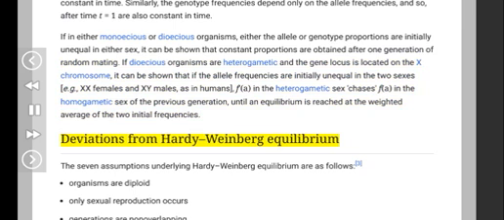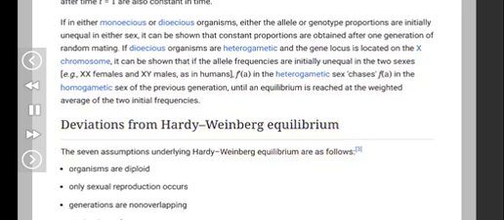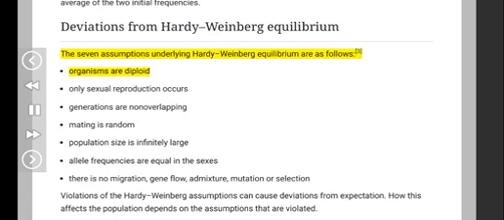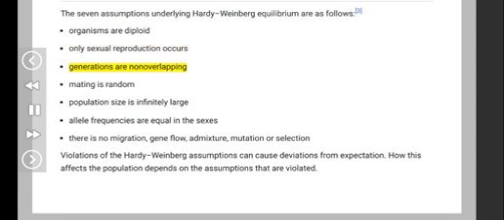Deviations from Hardy-Weinberg equilibrium. The 7 assumptions underlying Hardy-Weinberg equilibrium are as follows. Organisms are diploid. Only sexual reproduction occurs. Generations are non-overlapping. Mating is random. Population size is infinitely large. Allele frequencies are equal in the sexes. There is no migration, gene flow, admixture, mutation or selection.